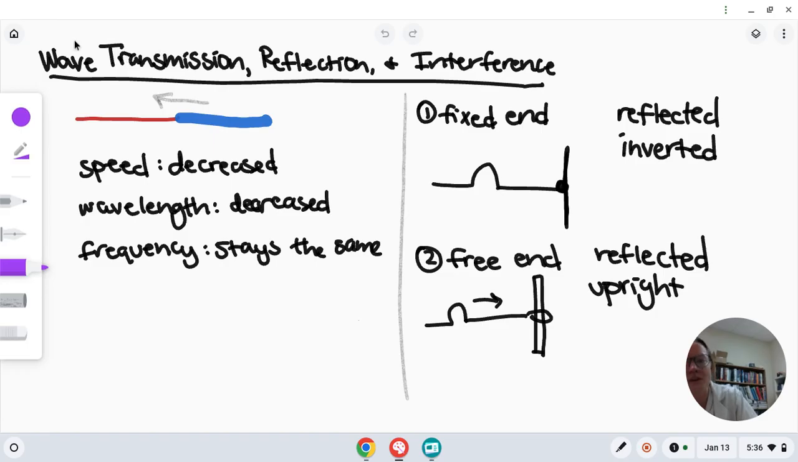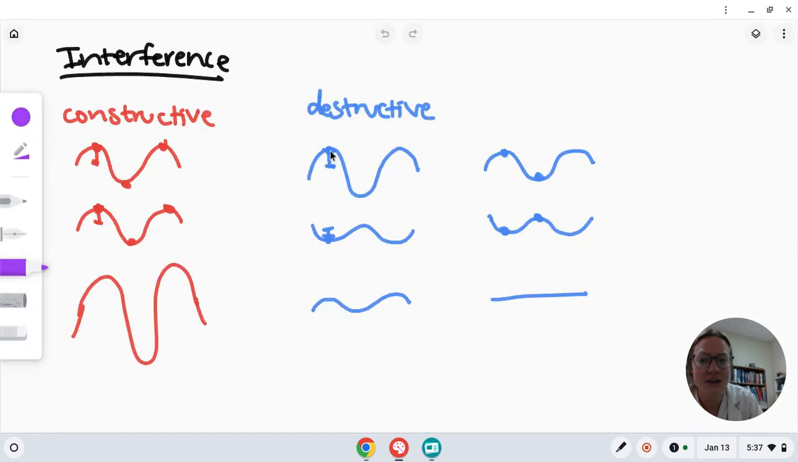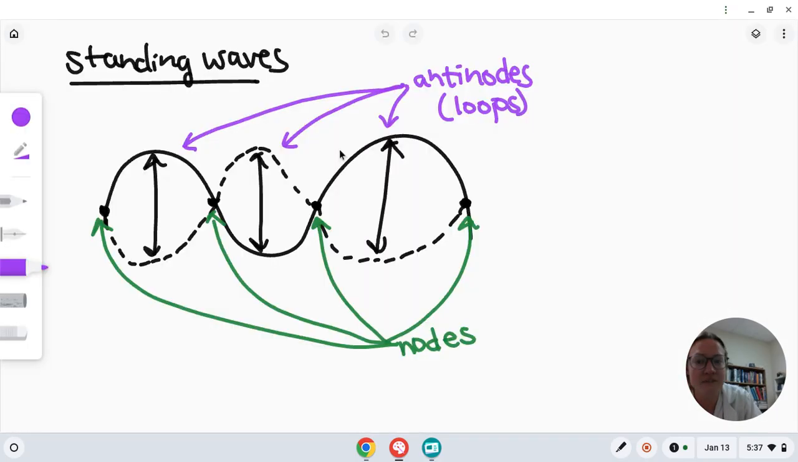We've also seen that waves can interfere with each other, and according to the superposition principle, if you have crests lined up with crests or troughs lined up with troughs, we get constructive interference. But if they interact in a way where you get crests lined up with troughs and troughs lined up with crests, we call that destructive interference. Then lastly, we talked about a standing wave, which is a very specific example of constructive and destructive interference, when a wave interacts with its own reflection.